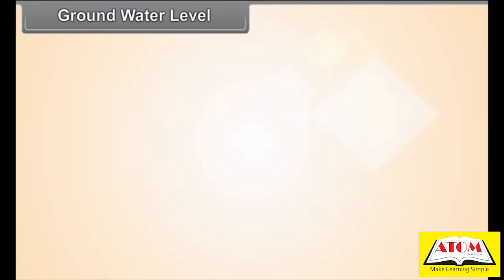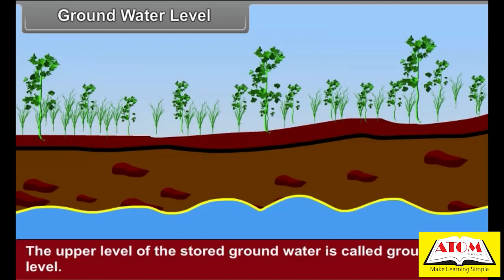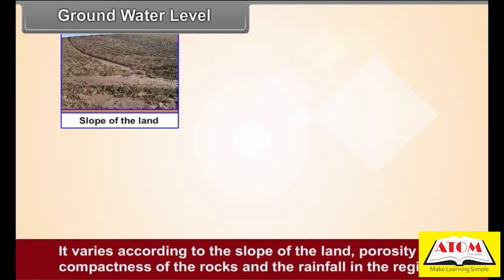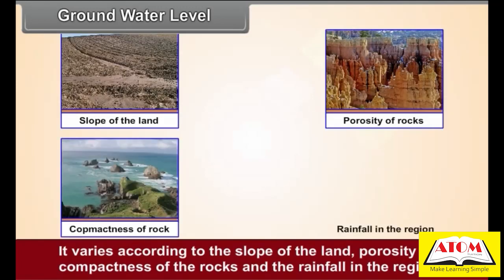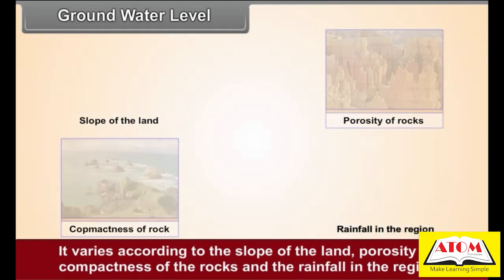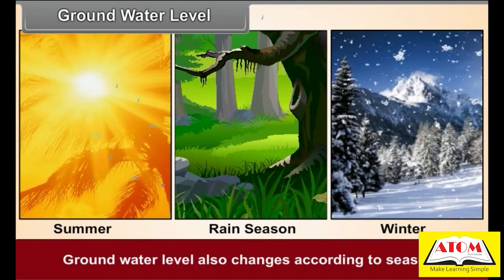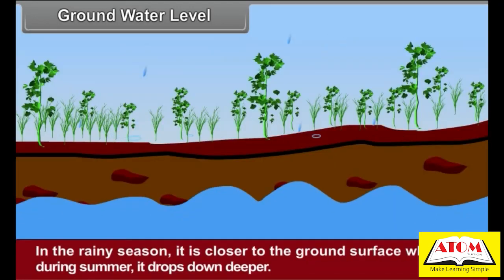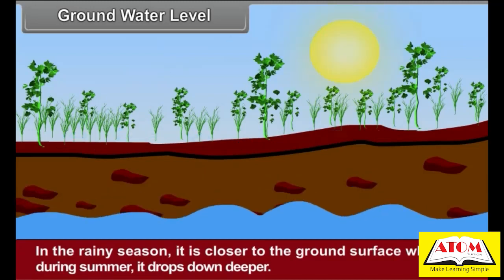Groundwater level. The upper level of the stored groundwater is called groundwater level. It varies according to the slope of the land, porosity and compactness of the rocks, and the rainfall in the region. Groundwater level also changes according to the seasons. In the rainy season, it is closer to the ground surface, whereas during summer it drops down deeper.